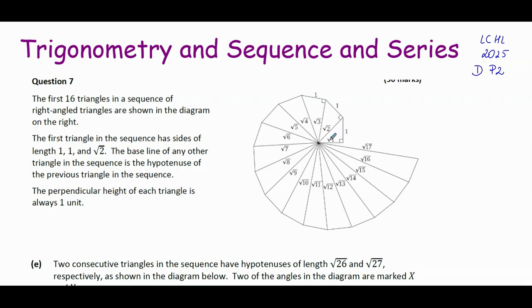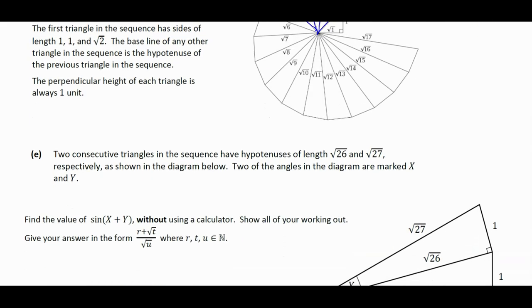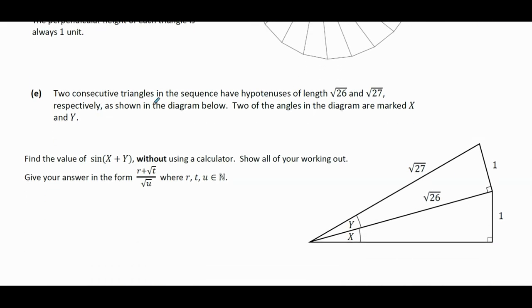Take a note, they are showing you that every time the hypotenuse is square root of 2, square root of 3, square root of 4, square root of 5, and so on. So we get the idea. Now, in this part, the consecutive triangles in the sequence have hypotenuse lengths of 26 and 25. So that length is 25, that length is 26. Now, that's the hypotenuse from the previous one, so this one is square root of 25, as shown in the diagram. Two of the angles in the diagram are marked X and Y.